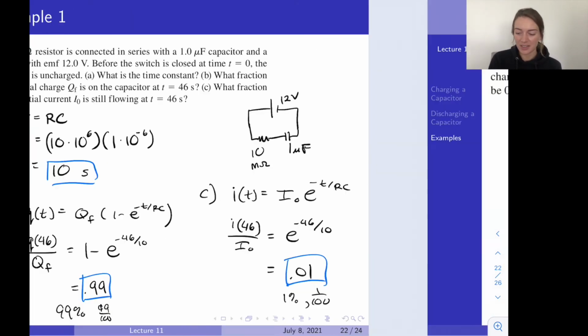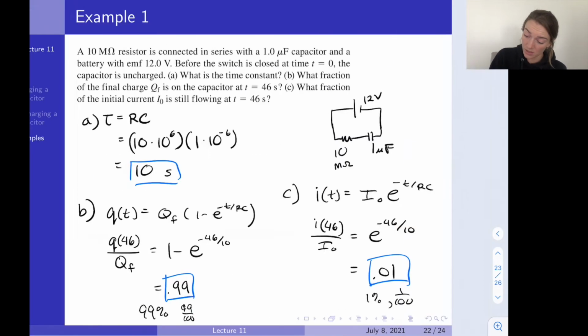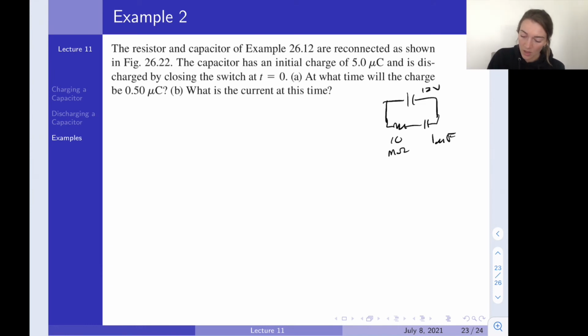All right, so now we're going to discharge the same capacitor. The resistor and capacitor of example 26.12, the one we just did. So we had the battery, our resistor and capacitance, that was 1 microfarad, 10 megaohms, and this was 12 volts. They're connected like before. The capacitor has an initial charge of 5 microcoulombs, so we'll say that our initial charge is 5 microcoulombs, and it is discharged by closing the switch at t equals 0.